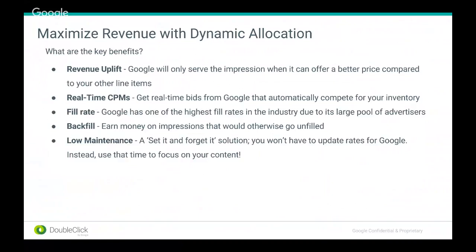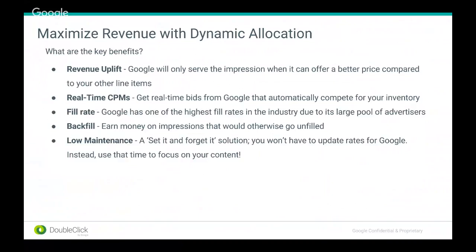The second benefit is real-time CPMs. As we mentioned before, you get real-time bids from Google that automatically compete for your inventory on a non-guaranteed line item that haven't reached their goals. The third is fill rate. Because Google has the largest pool of advertisers, it has one of the highest fill rates in the industry. Another benefit is backfill. So publishers can earn additional revenue on impressions that would otherwise go unfilled.